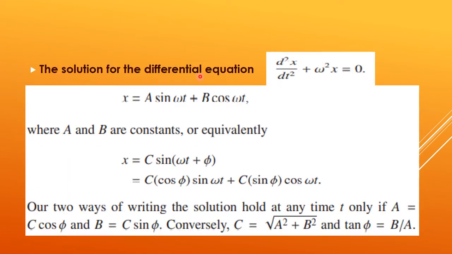Now the solution of this differential equation is x is equal to a sin omega t plus b cos omega t, where a and b are constants. Or we can write it in another way as c sin(omega t plus phi), where, when we expand it, c cos phi is a and c sin phi is b. Okay, so it is a sin omega t plus b cos omega t. And the relation between a, b and c are: c is equal to root of a square plus b square, and tan phi is equal to b by a. Okay.